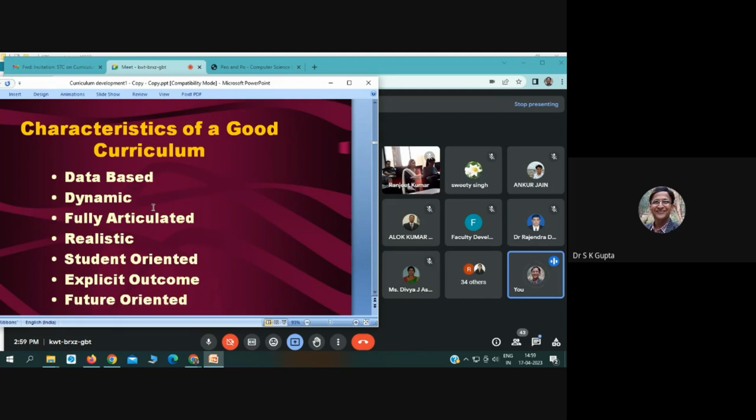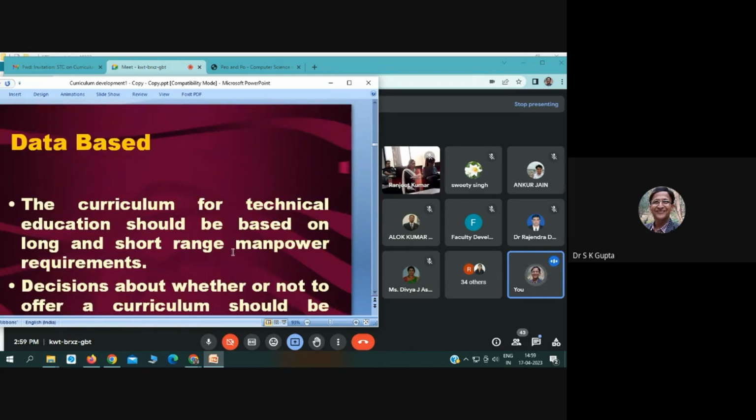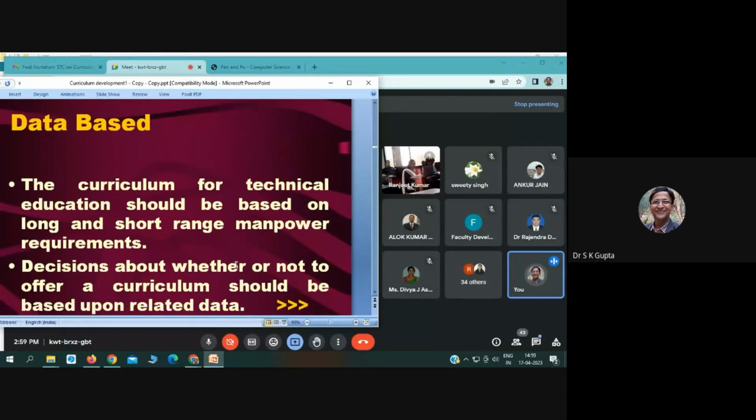Because these are some of the characteristics when we design a good curriculum, we must assure that these are the minimum requirements of a good curriculum. So as my friend said, data base. So when we are told to design or revise any program, first of all, one of my friends is saying future oriented means about the advanced steps, thinking about the future.